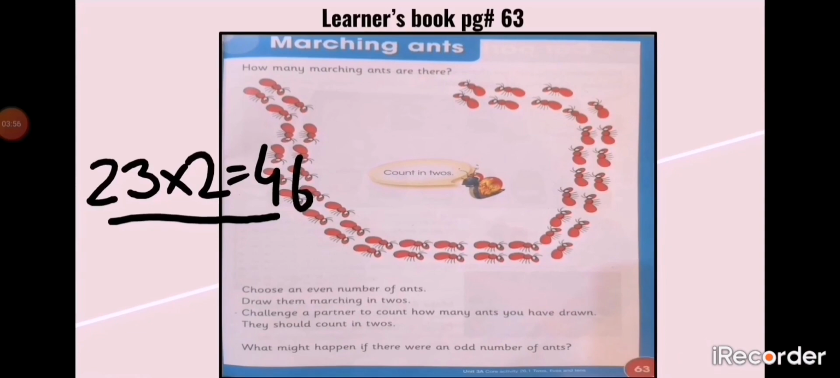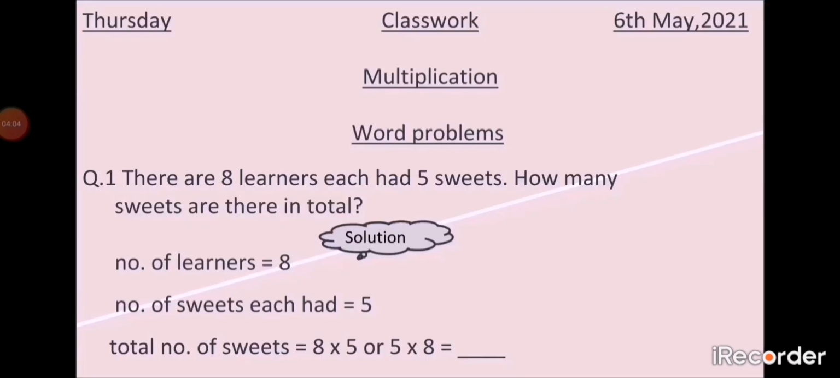Now we are moving towards our written work. We have done a multiplication sum here. Now we will do some word problems, story sums today. So open your new page on your notebooks and write day and date properly. On the extreme left top, Thursday. In the center, classwork. On the extreme right top, 6th May, 2021.